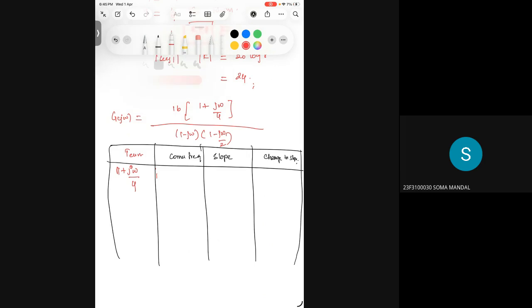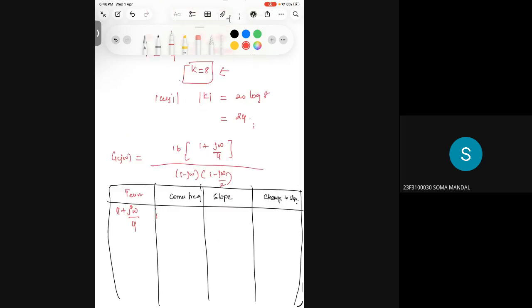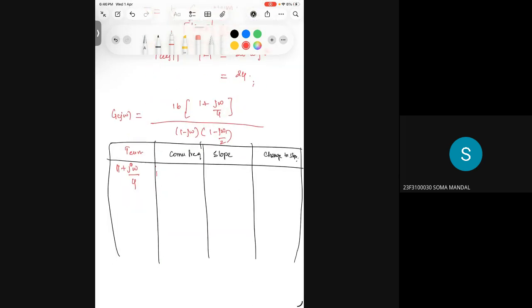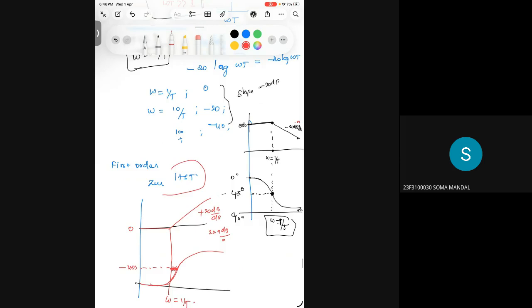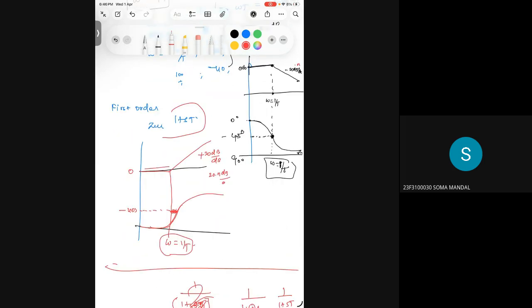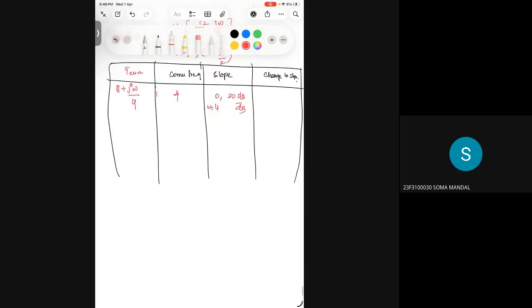Okay. If this is your numerator, for the numerator the corner frequency is 4. 4 is your corner frequency, and the term is 1 plus j omega by 4. We know that if this term is in the numerator, it has a slope of 0 for some time until it reaches omega equal to 4, and then it takes 20 decibels per decade, right? First order system in the numerator will have slope 0 until it reaches omega equal to 1 by T, and then it takes 20 decibels per decade. So this is 20 decibels per decade.